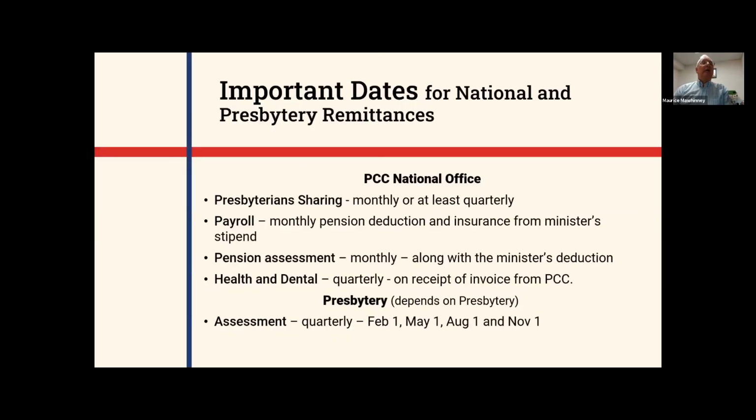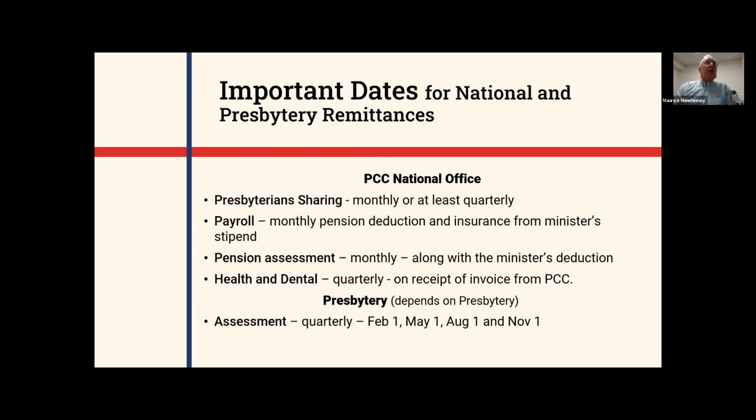Next slide. Again, important dates. We've kind of touched on these. Presbyterian sharing, you need to remit it monthly if you're receiving them as a designated offering, or at least quarterly. Again, we talked about congregations meeting their deadlines and having their sufficient cash. And it's the same thing for the PCC. They need to make sure that they've got the sufficient money coming in.